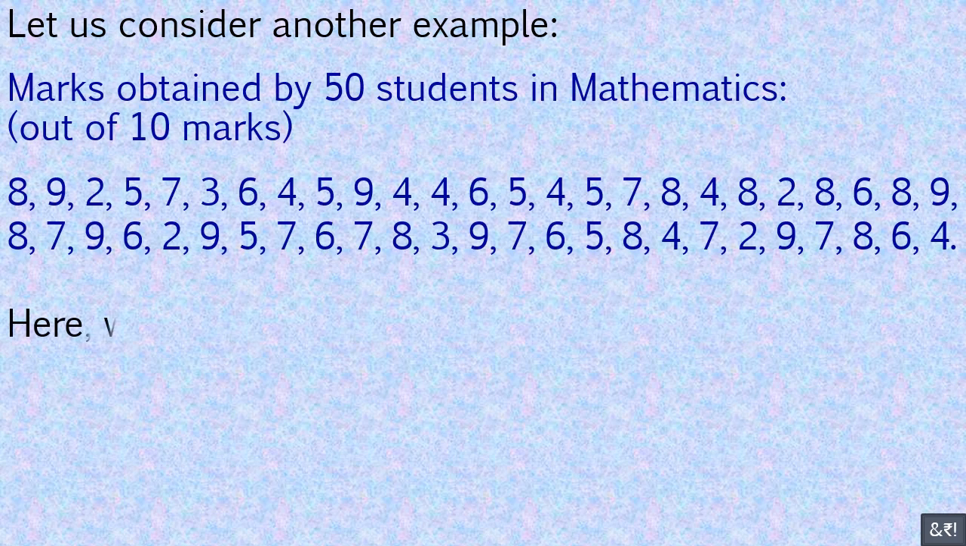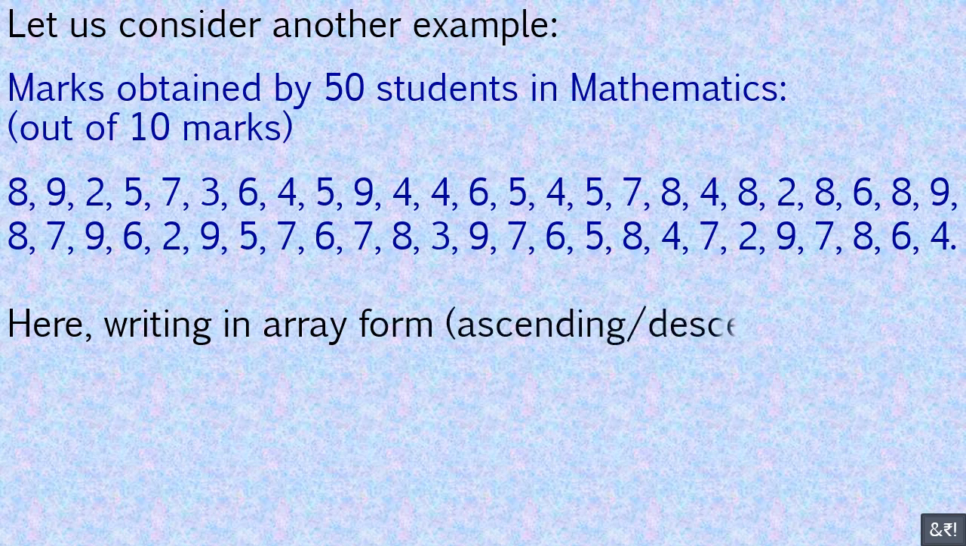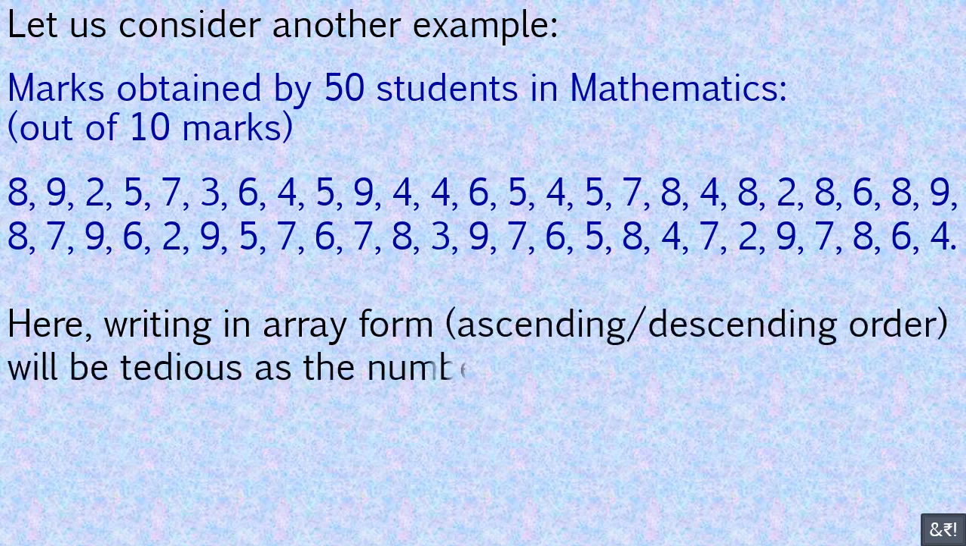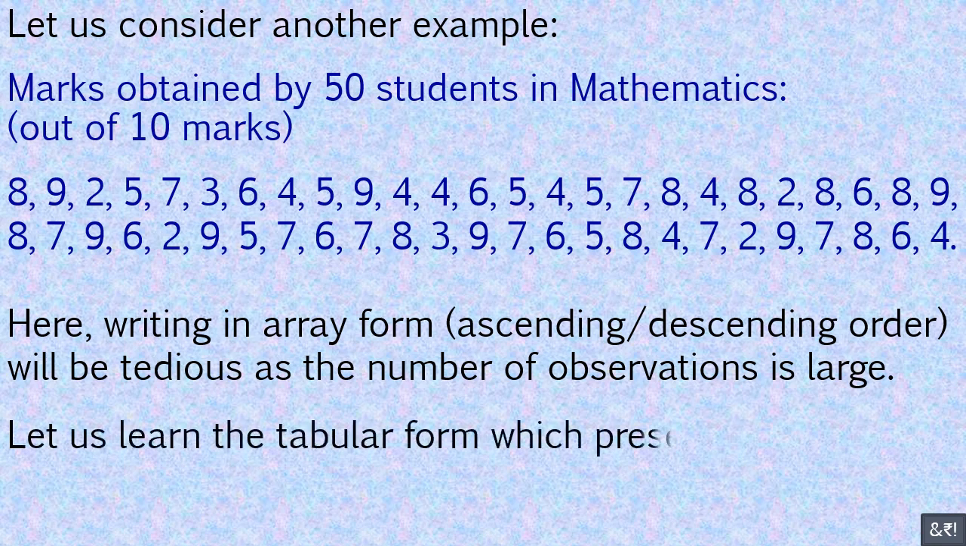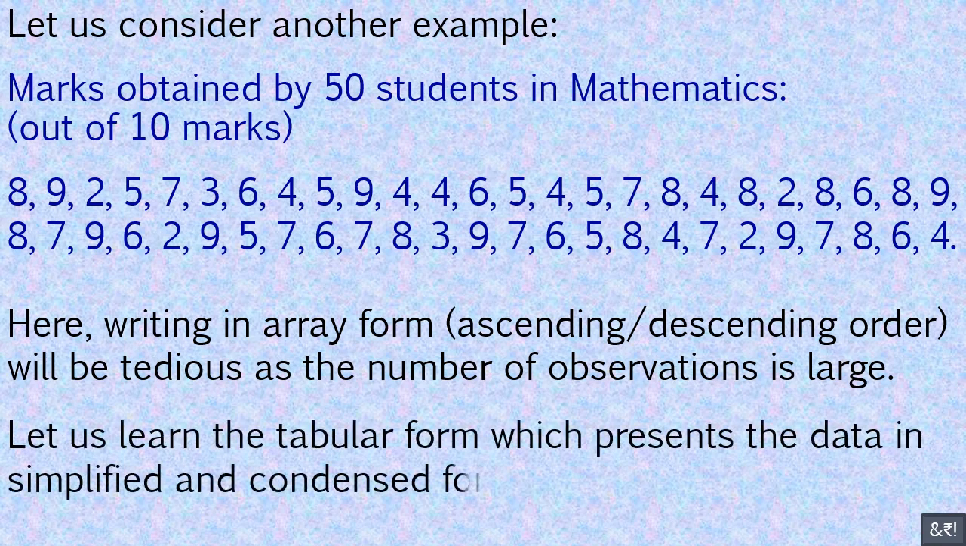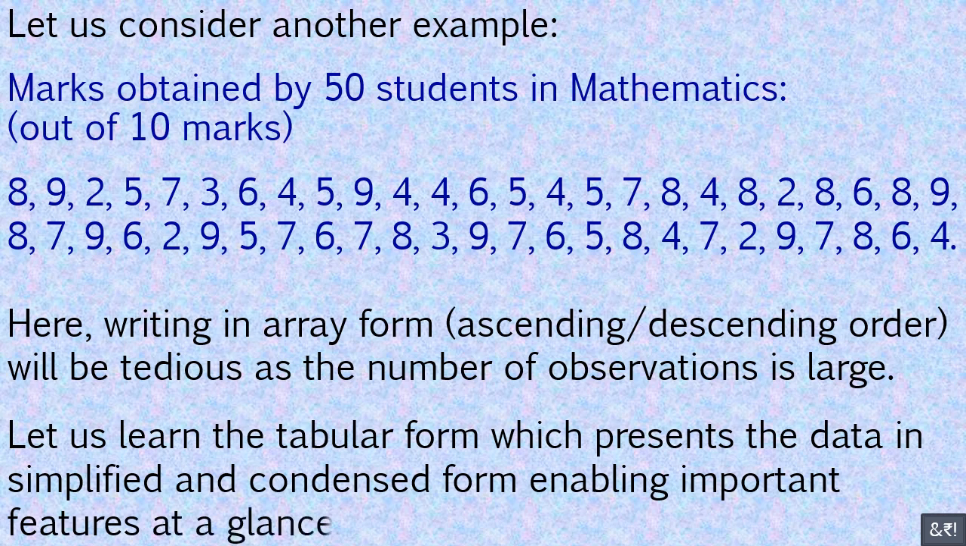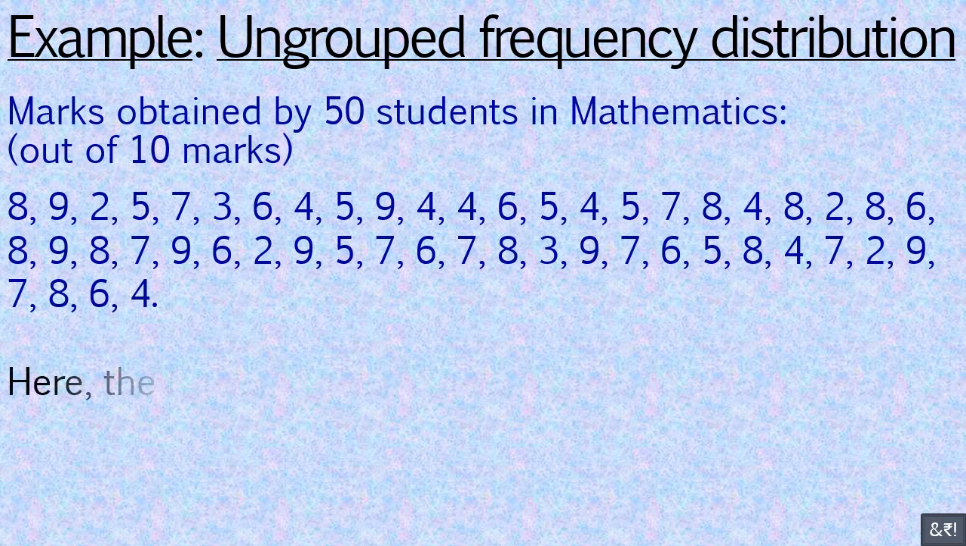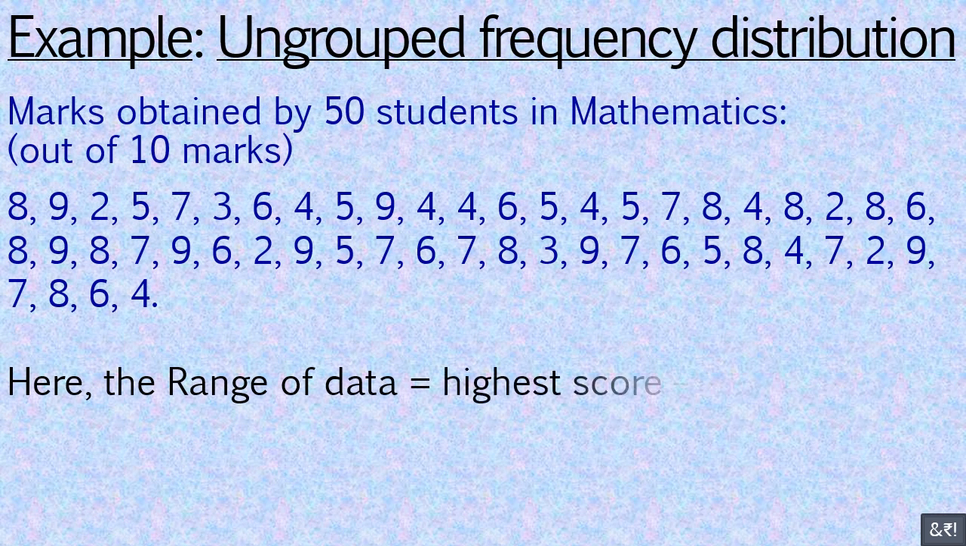Let us consider another example. Marks obtained by 50 students in mathematics, out of 10 marks. Here, writing in array form, ascending, descending order, will be tedious as the number of observations is large. Let us learn the tabular form which presents the data in simplified and condensed form, enabling important features at a glance. Here, the range of data equals highest score minus lowest score, equals 9 minus 2, equals 7.